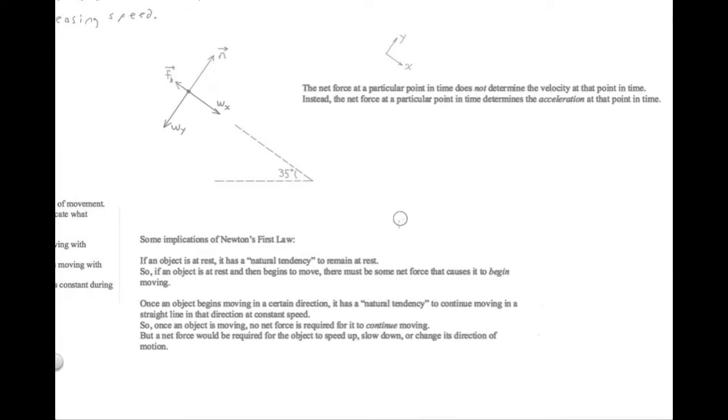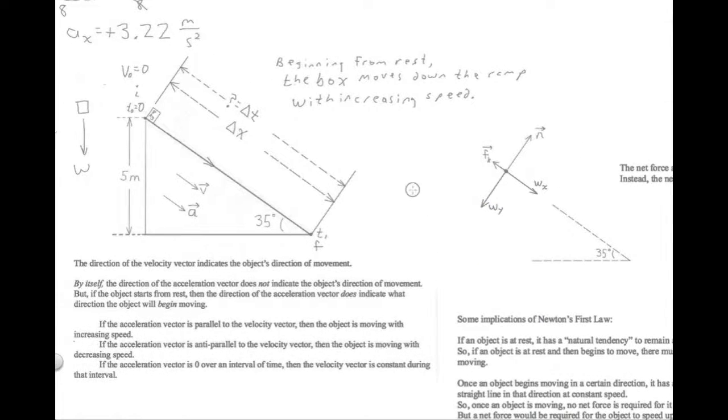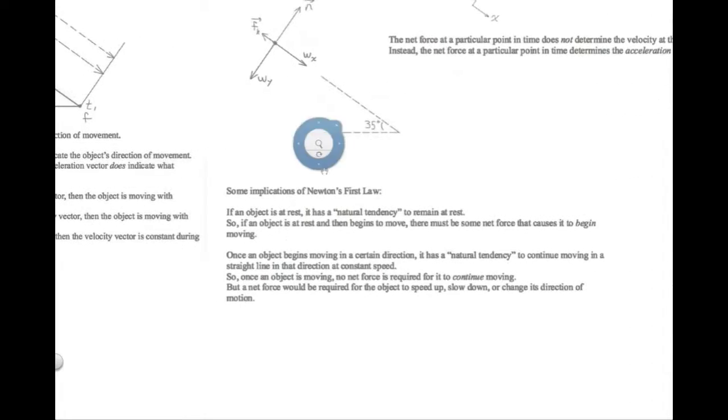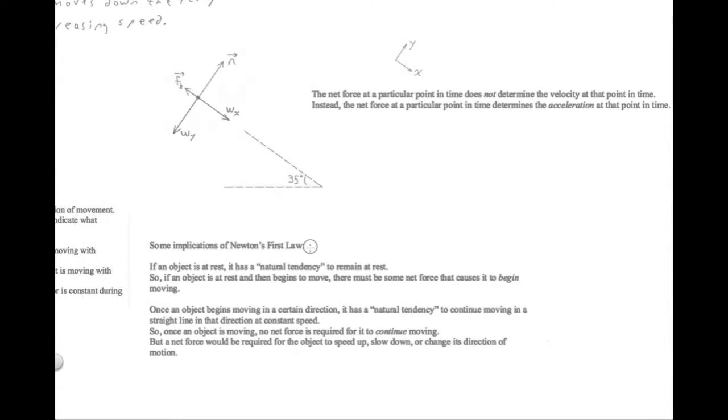Now we know that once an object begins moving, the natural tendency for a moving object is to continue moving in that same direction at constant speed. But we know that once this box began moving, it was moving with increasing speed. So there must be some net force that explains why the object was speeding up once it started moving. So can we identify that net force that explains why the object is speeding up once it starts moving? That's not too hard to see. What's the force that causes the box to speed up?